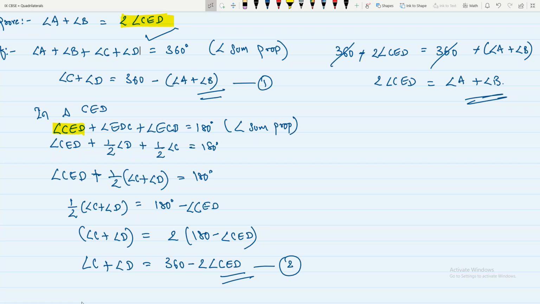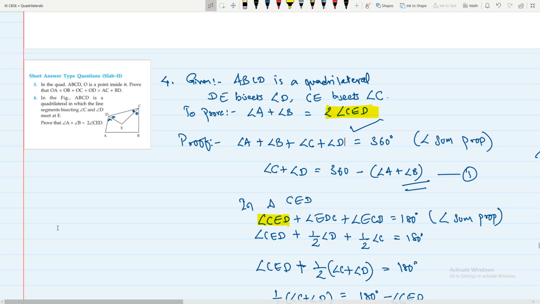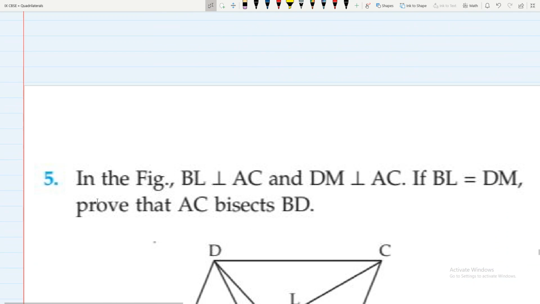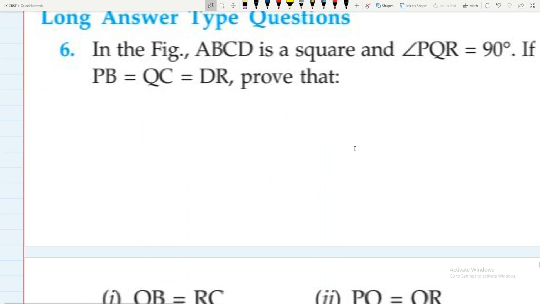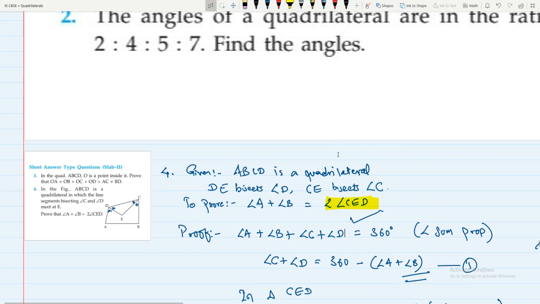Any question on this particular sum? Okay. That was question number 4. Any other doubts in exercise 8A?